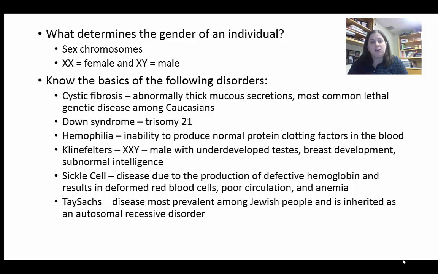Last on this particular list is Tay-Sachs. Tay-Sachs is a disease most prevalent among Jewish people, and it's inherited as an autosomal recessive disorder. Now remember that this is a defective lysosome. The lysosome organelle is defective, and remember, they're the ones that recycle and clean up the cell. So this can cause a major issue, leading to death by the age of 4.